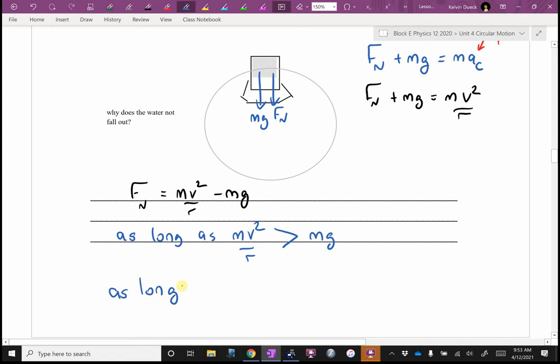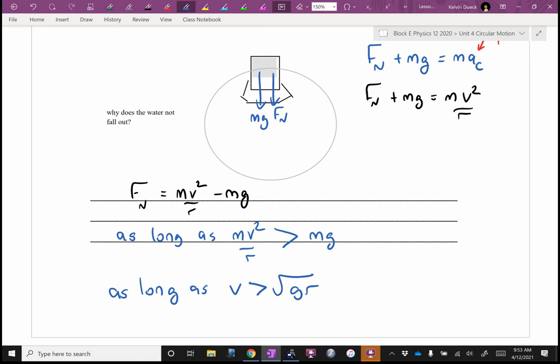Let's get the V by itself. As long as V is bigger than the square root of gr, you'll stay dry because there's still a normal force. As soon as V is smaller than that number, the mass is not going to make it all the way through the loop, in the same way my pendulum on the end of the rope didn't make it all the way through the loop. So the water won't make it all the way through the loop. It's going to fall, or the sand is going to fall.